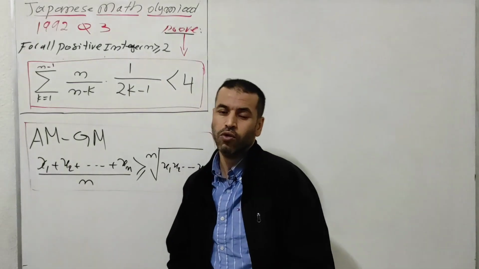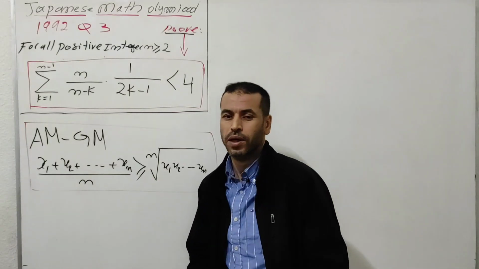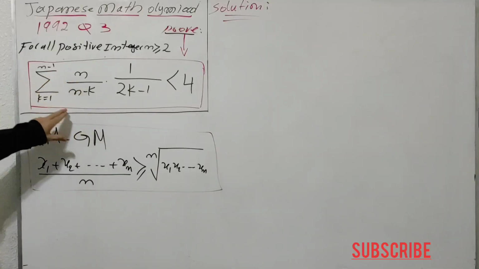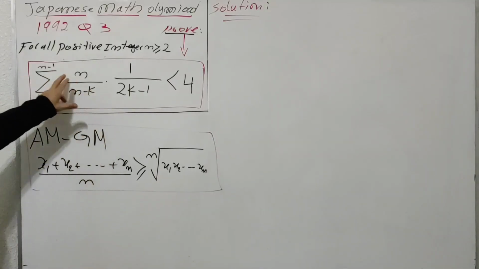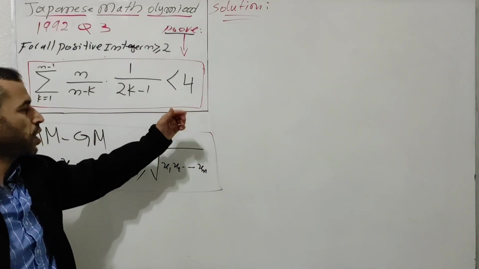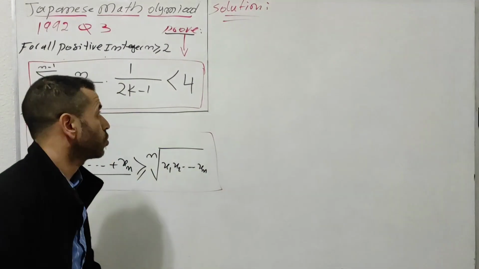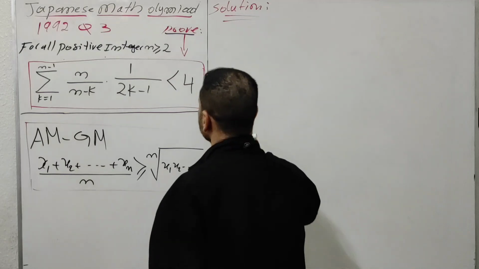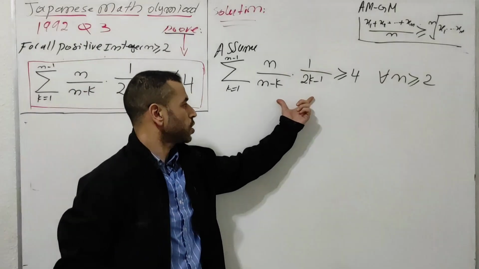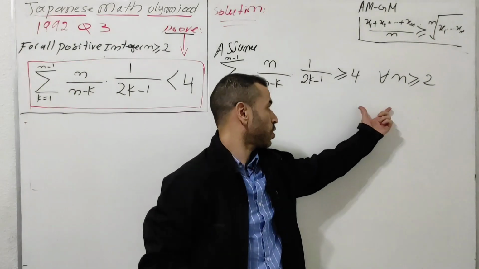Go ahead, pause this video if you would like to give this problem a try. When you are ready, come back to see the full solution. Okay, let's go through the solution. In order to prove this, we are going to assume this sum is greater than or equal to 4. At the end we will find a contradiction. So I'm going to assume this is correct.